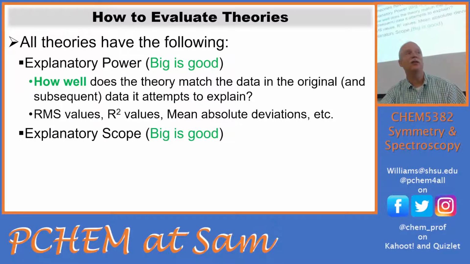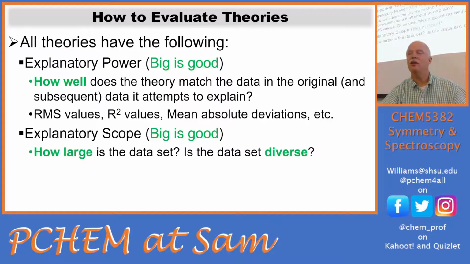There's also explanatory scope. So how large is the data set and how diverse is the data set? Is it just for carbon atoms, or is it carbon and oxygen, or do we get into the third row, or do we go to the whole periodic table? Are we looking at different kinds of data: rotational spectra, vibrational spectra, visible, UV, X-ray? So if the data set is diverse and large and we match it all really well, we have a great theory. If it doesn't match that well, we have a less than great theory.